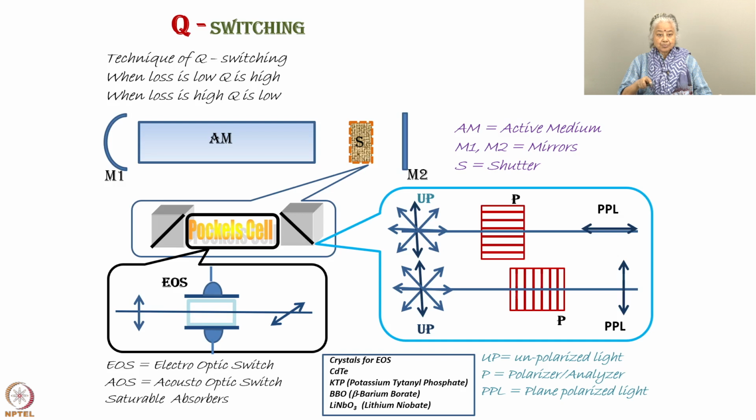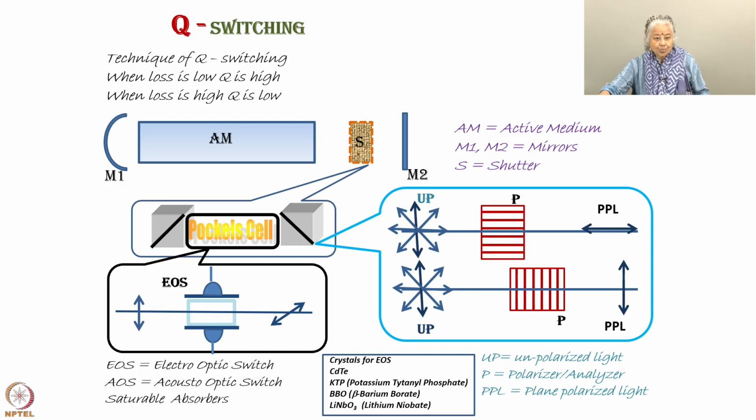I have just put this down here. The technique of Q switching just depends on this. When loss is low, Q is high. When loss is high, Q is low. In Q switching, you are just switching from this mode to this mode, it is just a switch between the two. So, the term Q switching was coined. From high Q to low Q, you are switching in order to get a Q switched pulse. So, this is called the Q switching method.